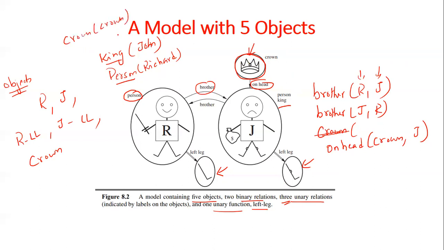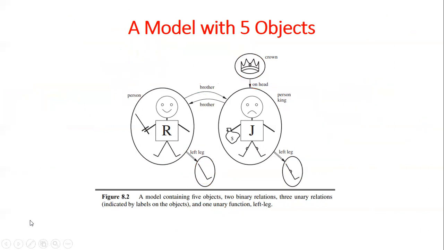What does it mean? See, this object's name is crown, and also it has a property called crown. Or if we call this object C1, then we can say crown of C1, which means C1 is a crown. So king, person, and crown are the unary relations. And we have one unary function, that is left leg. So left leg of Richard represents Richard's left leg, and left leg of John represents John's left leg. Right? Okay. So this is what this example represents.